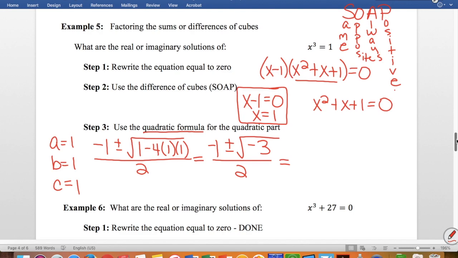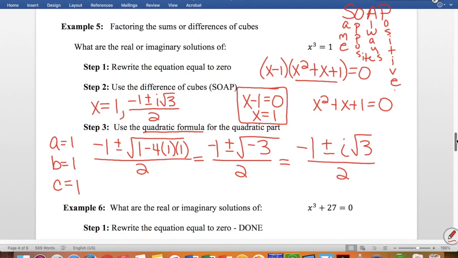Simplify the radical again just to pull out my negative, so I need to make sure I have an i. I should have an i in this problem. So the negative comes out of the radical and becomes an i in front of it. And there are my other two solutions. So my solutions in this case are x equals 1, and then negative 1 plus or minus i square root of 3 all over 2. So positive 1, and then my negative 1 plus i square root of 3 over 2, and my negative 1 minus i square root of 3 over 2. There are my three solutions. 1 real, 2 imaginary.